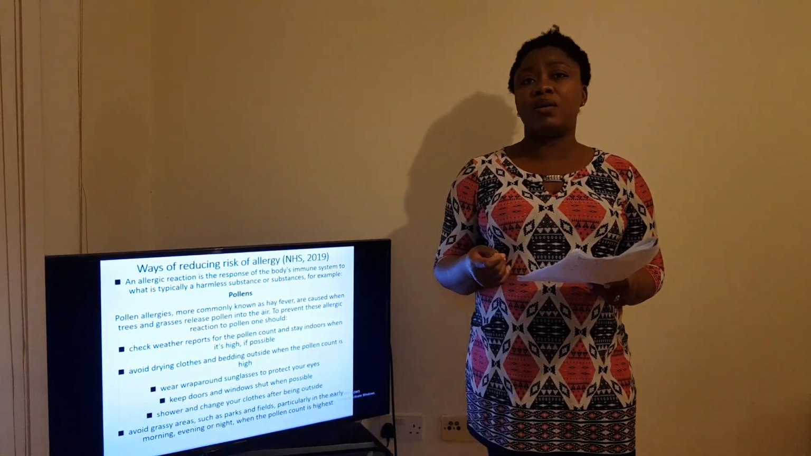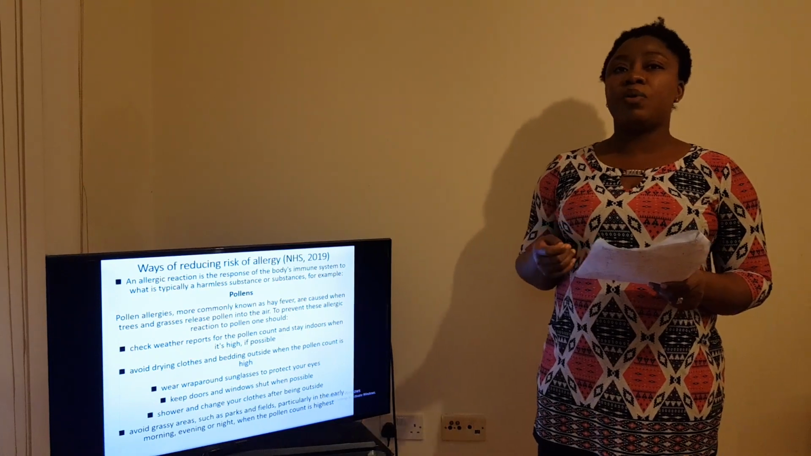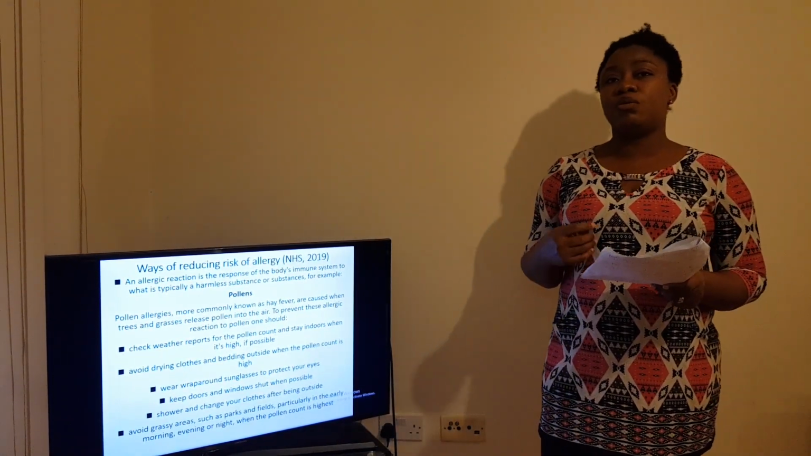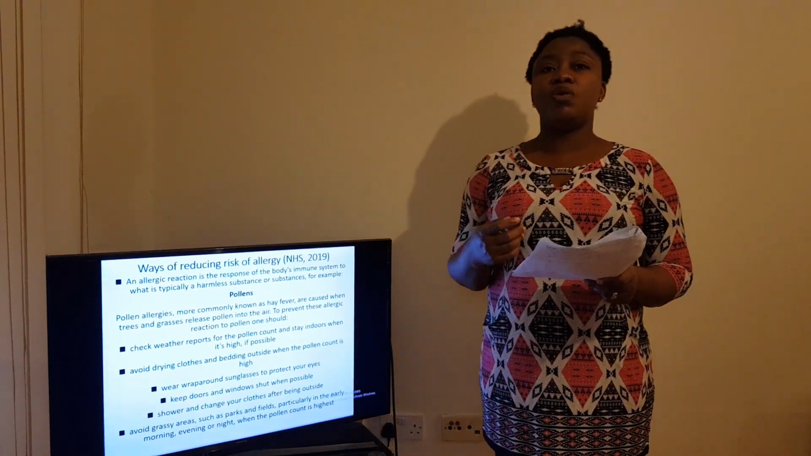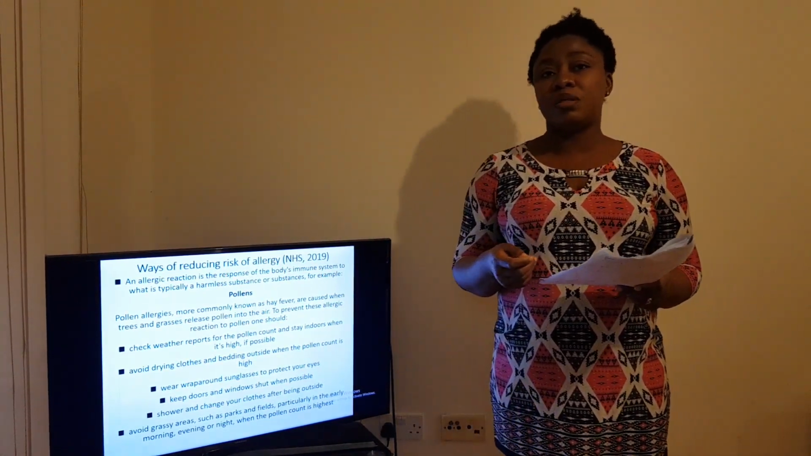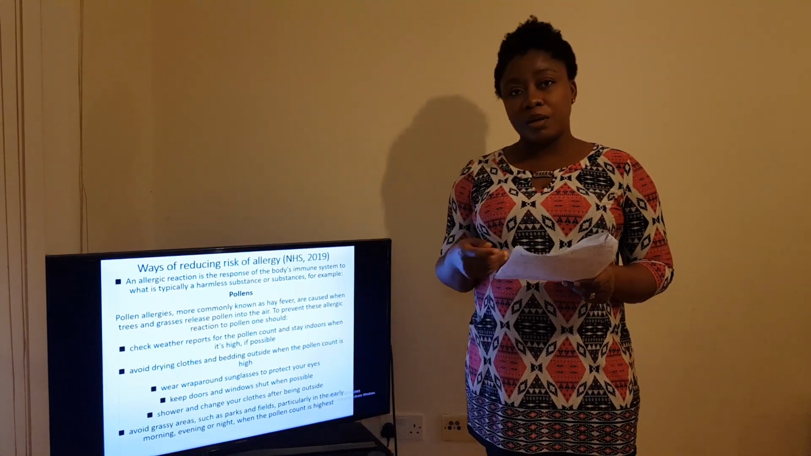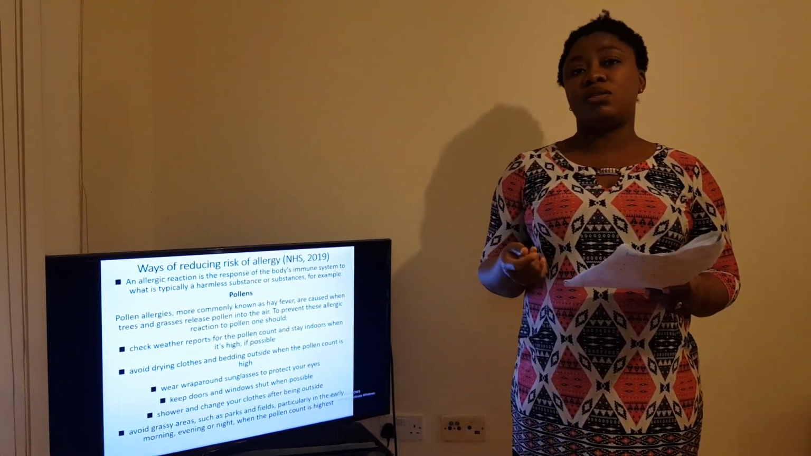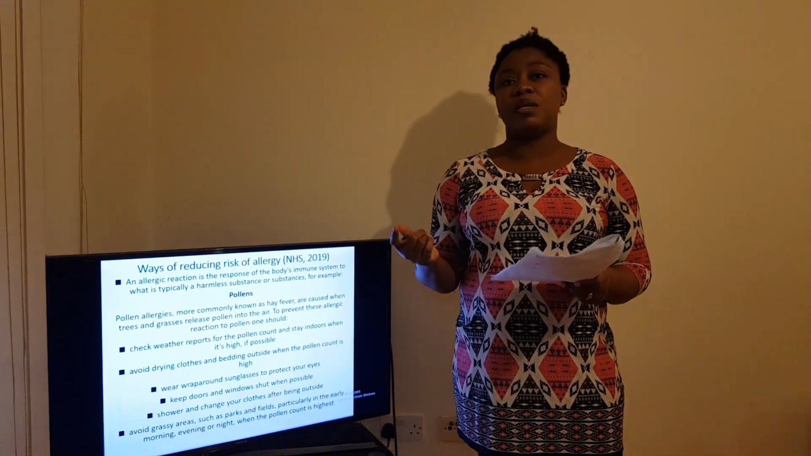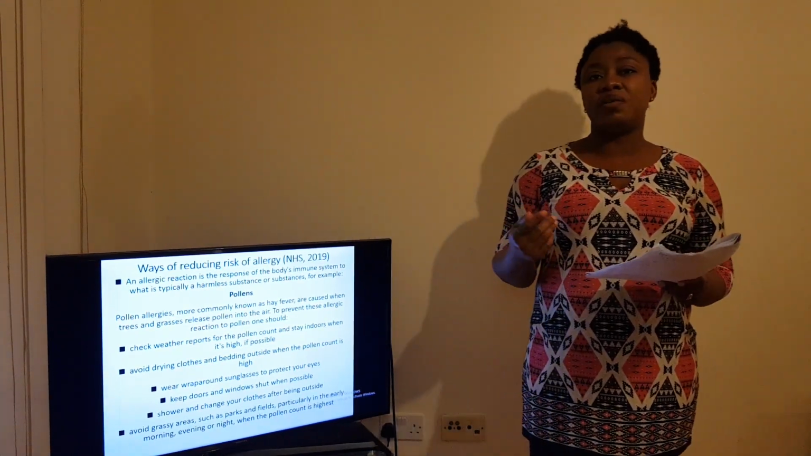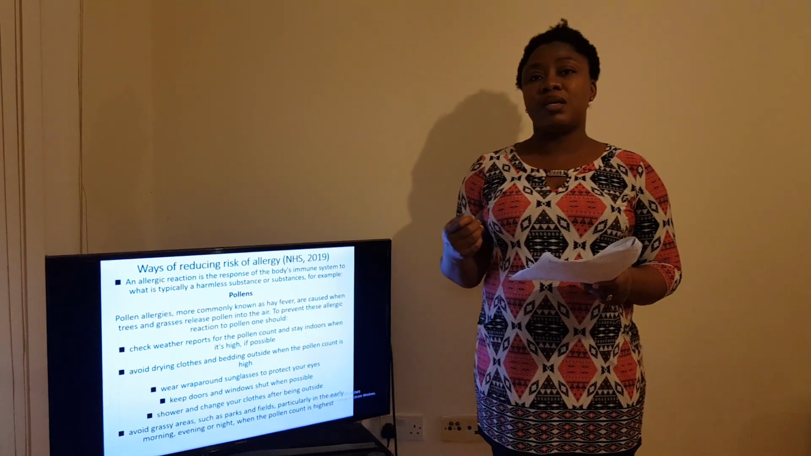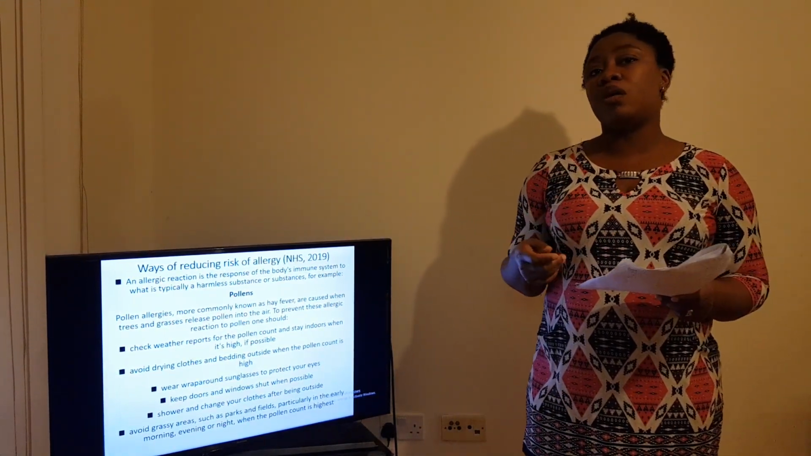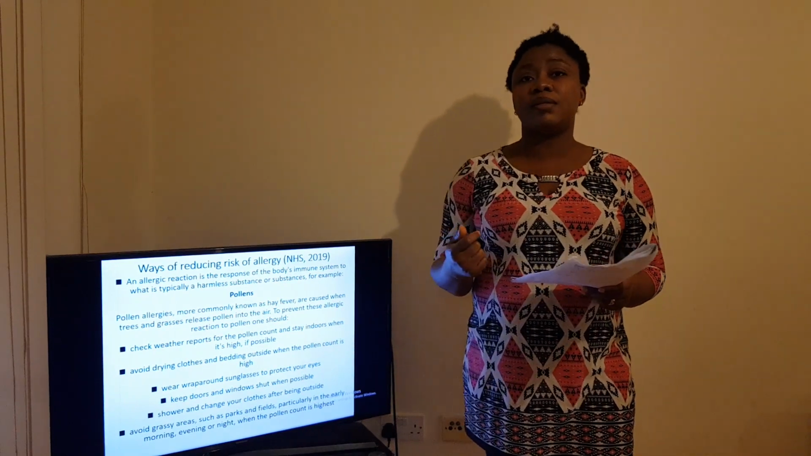Avoid drying clothes and bedding outside when the pollen count is high. Wear wrap-around sunglasses to protect your eyes. Keep doors and windows shut when possible. And when possible, shower and change your clothes after being outside. Avoid grassy areas and parks, particularly in early mornings, evening, or night when the pollen count is highest.